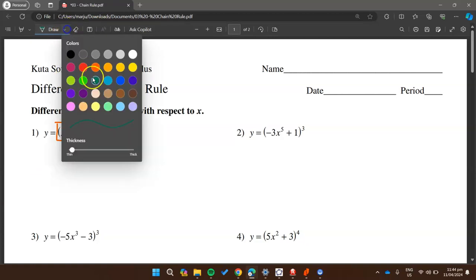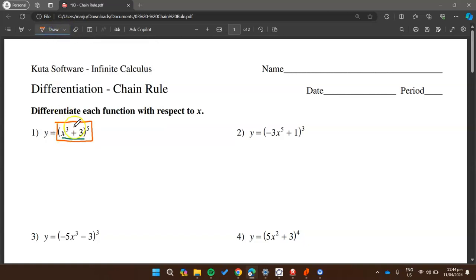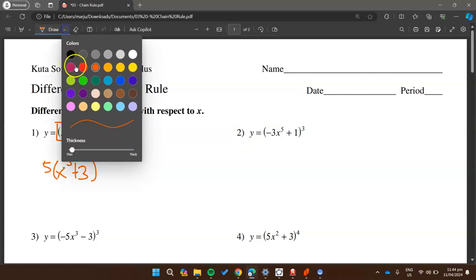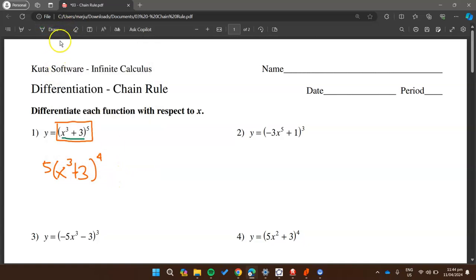what is the derivative of the entire function? Using the power rule, we have here 5 multiplied by x cubed plus 3 raised to 5 minus 1, that is just 4, and then multiply it by the derivative of the inner function. So look at the green one. What is the derivative of x cubed plus 3? That is just equal to 3x squared.